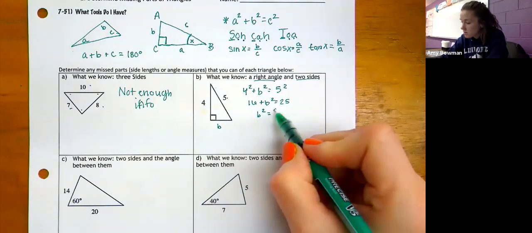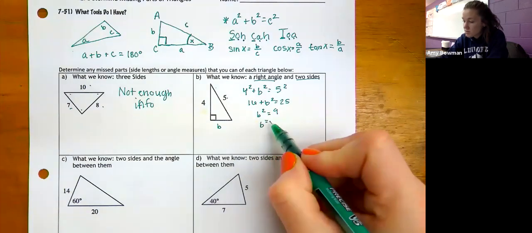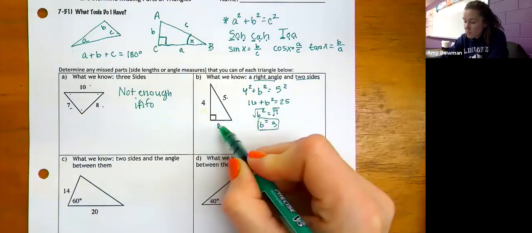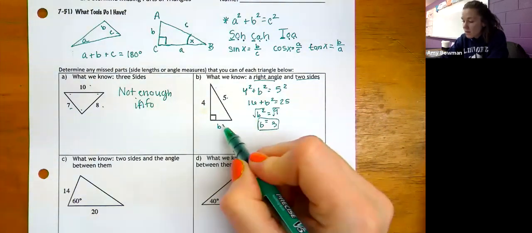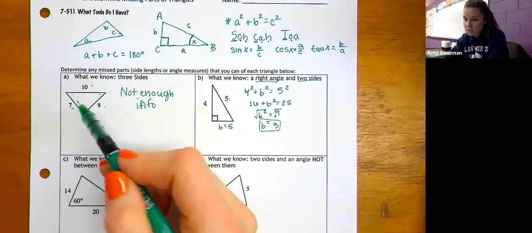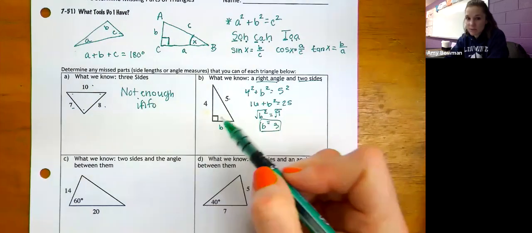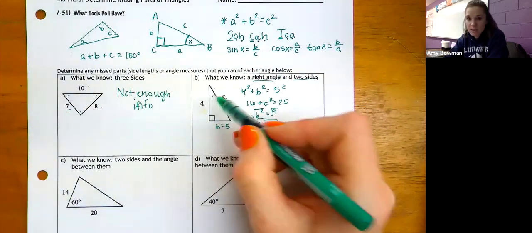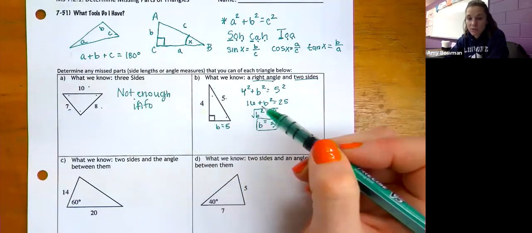That's 9, which means b equals, so I would take the square root of both sides. Square root of 9 is 3. So I know that I have this side down here. Now all I have are 3 sides similar to this first example. However, this one is a right triangle, and that's going to allow me to find my other 2 missing angles here because I have trig ratios.